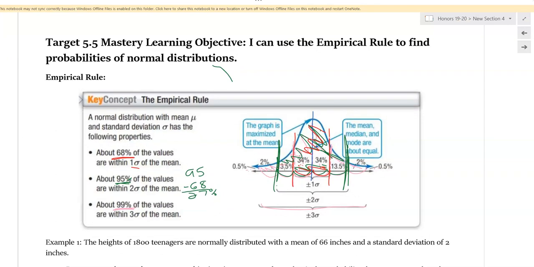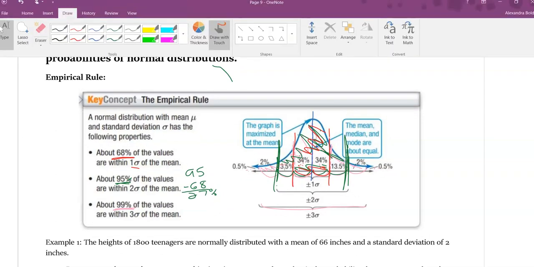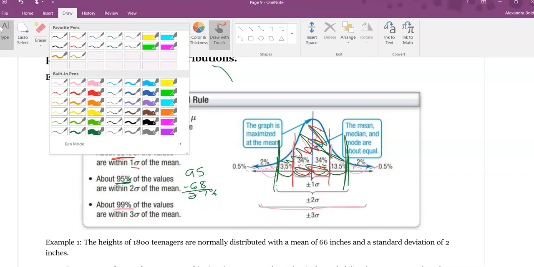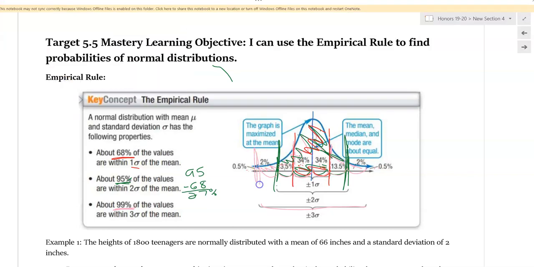And then finally, same thing here. Between these lines, I have 99 between these, and between the green, we've already used 95, and we get 4%. And if I divide that in 2, that's how we get these two 2%. And then finally, we have 1% left, and that's how we have that 0.5% on the other side.